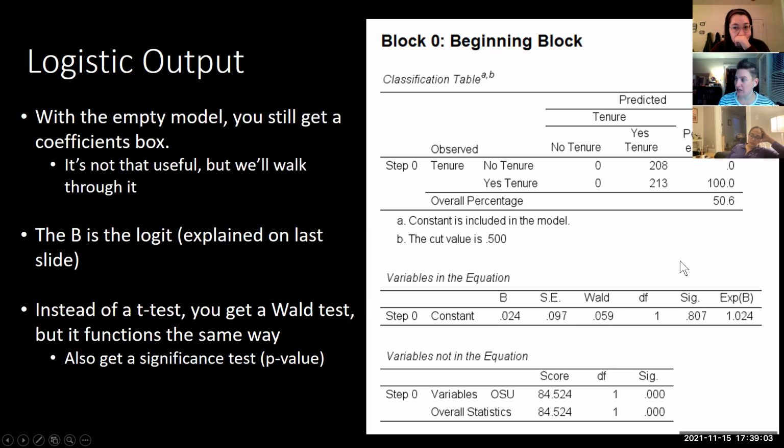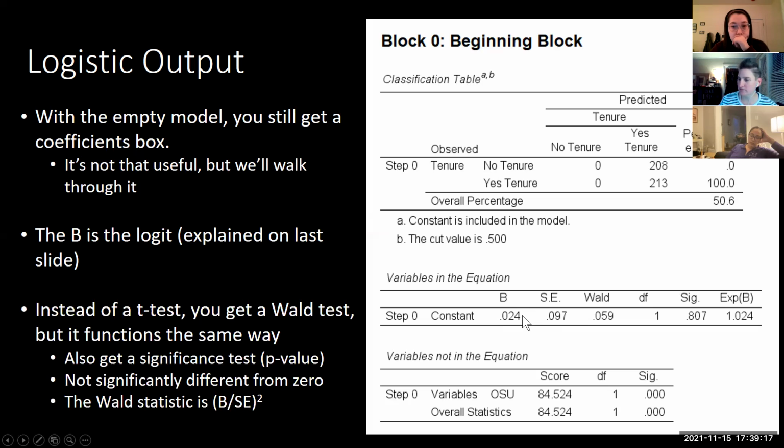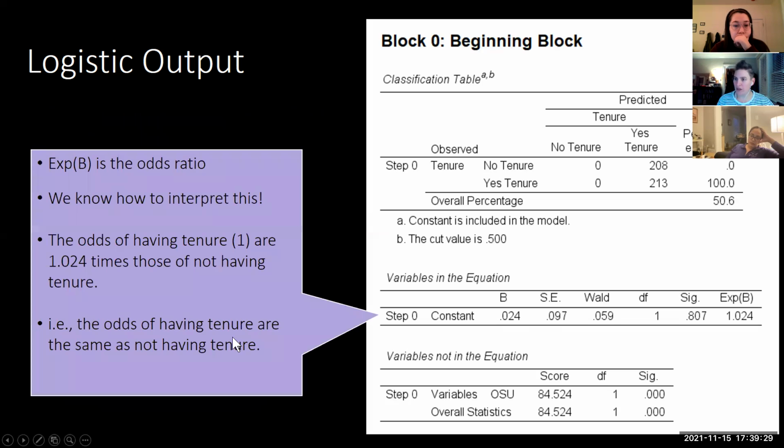So you also are going to get a p-value for this in the same way that you would for a t-test that you're used to. This is telling us that this coefficient is not significantly different from 0. It's real small. The Wald statistic is calculated exactly like the t, which is the b divided by standard error, squared. It's fine. That's where those numbers come from.